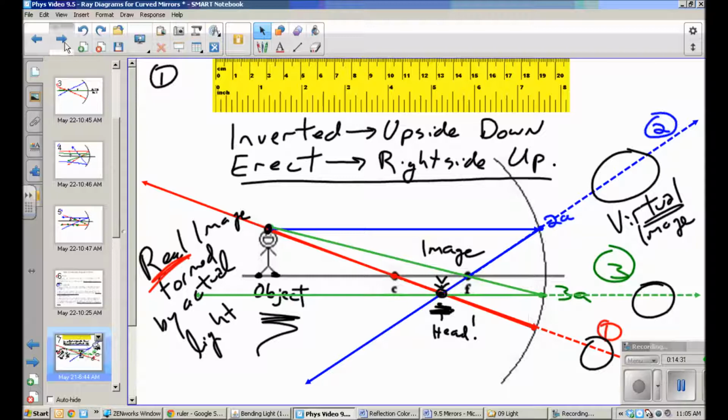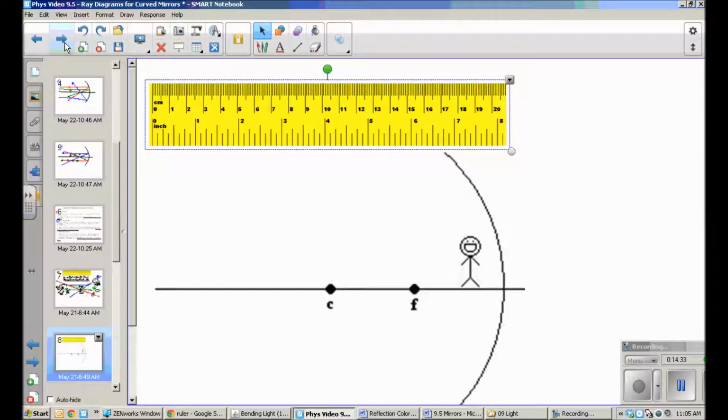Here we go. Drawing number 2. Same exact process. I'm going to do this one a little bit quicker. I'm not going to use the ruler for the whole thing, because it's basically the same thing. Actually, for some of it I am. All right, so here we go.